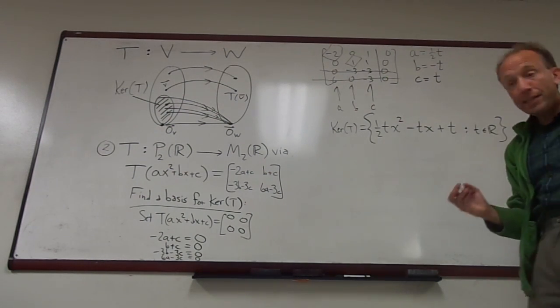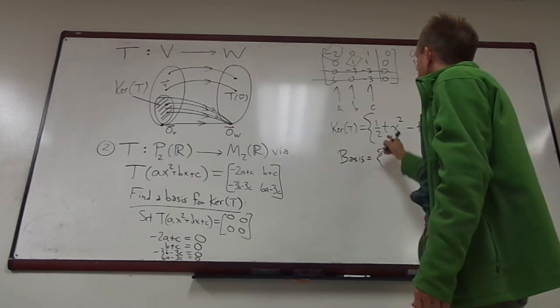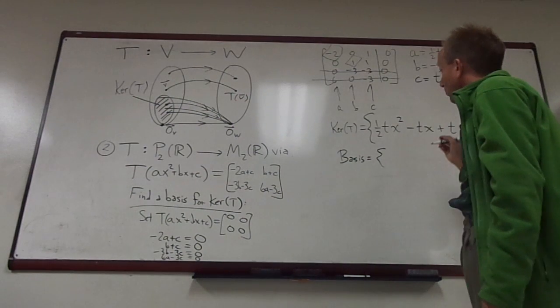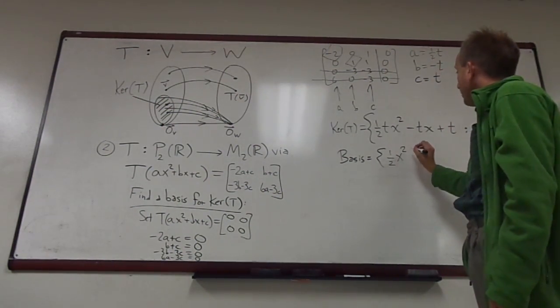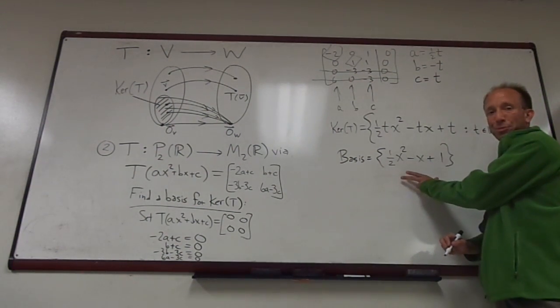And if I want a basis for the kernel, to get a basis, I just bust out my variables, just like I did in the last example. This time I only have one variable to bust out, which is the t. Once I take it out and factor it out, my basis is just this polynomial.